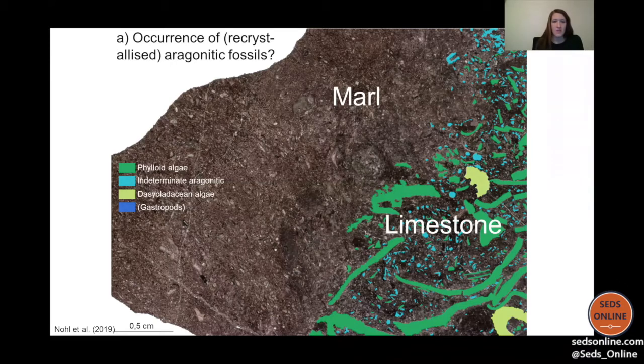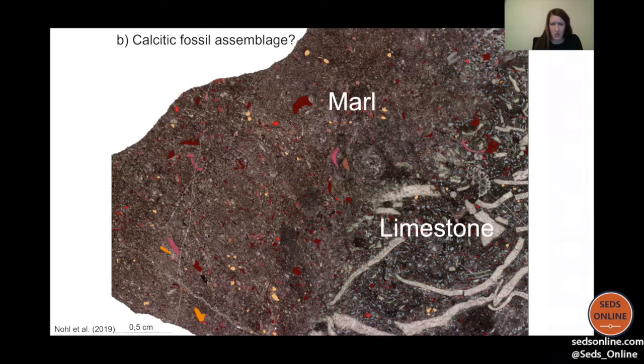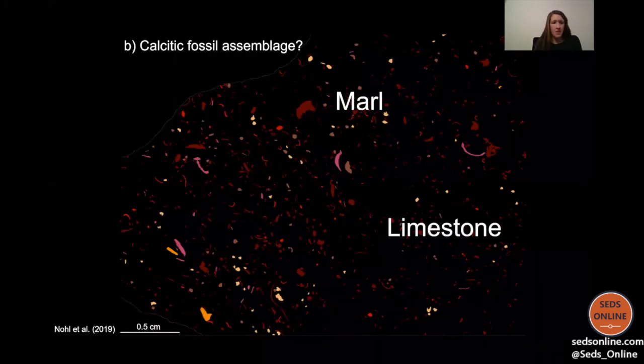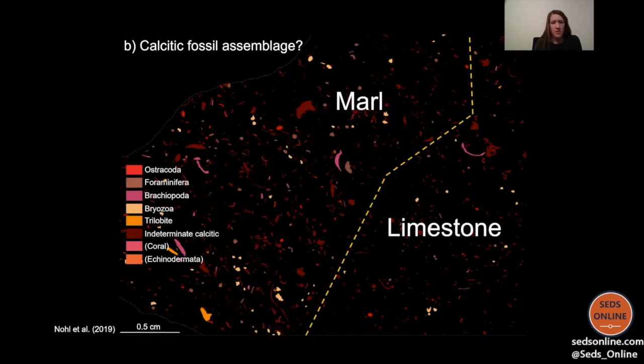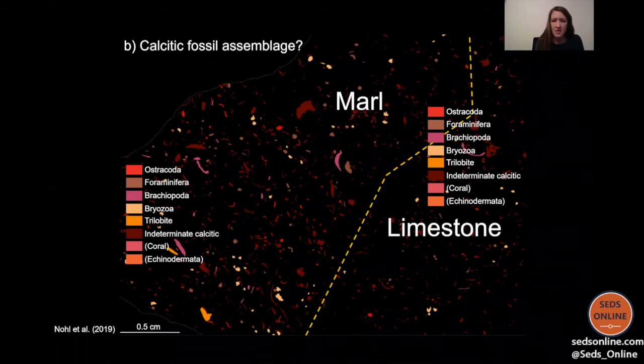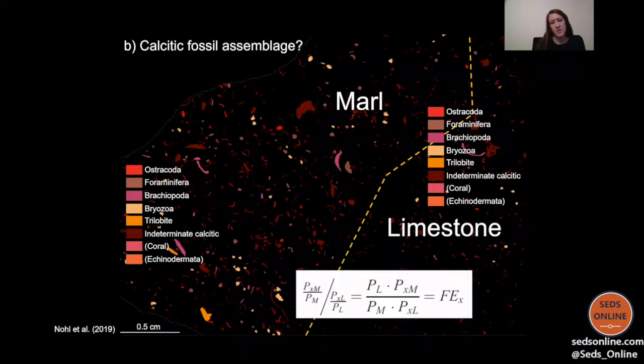If we look at the calcitic fossil assemblage, you will see not so much. Therefore, I'll show you the dark background. And if we compare the fossil content here, we see a lot of different calcitic fossil groups in the marl, but we see exactly the same in the limestone. And this color coding made it possible to calculate the factor of enrichment of each individual fossil group from marl compared to limestone. So I calculated the area covered by ostracodes in the marl and divided it by the one in the limestone, and this gives me the factor of enrichment.